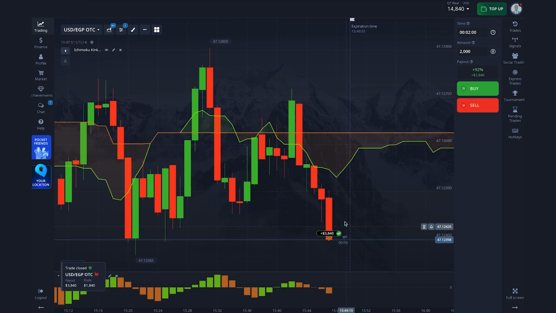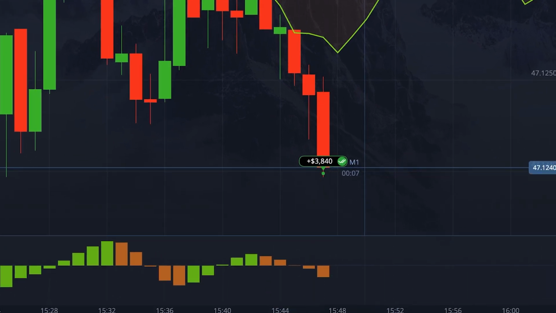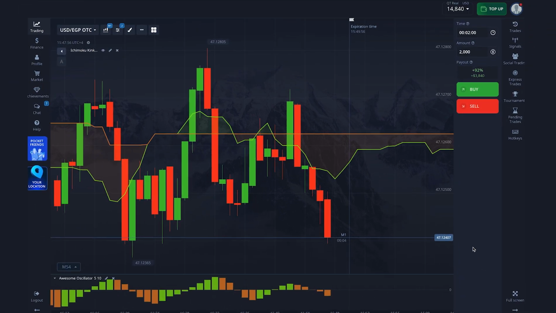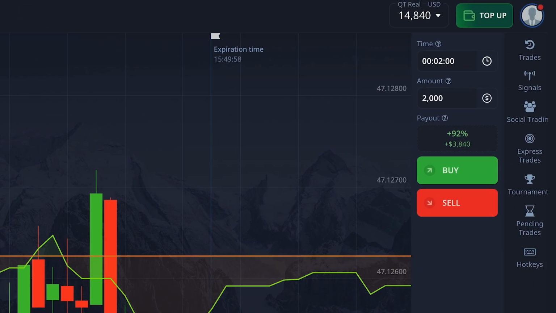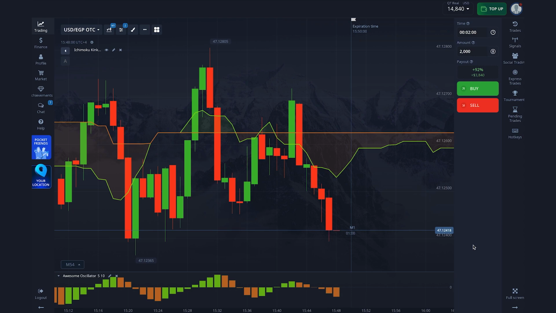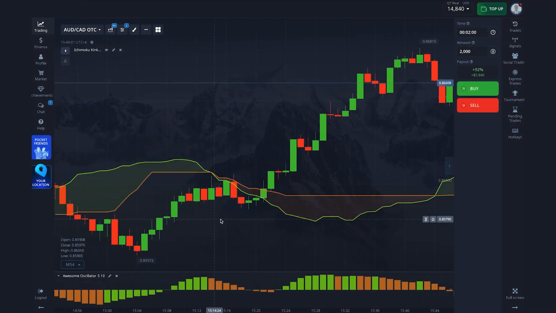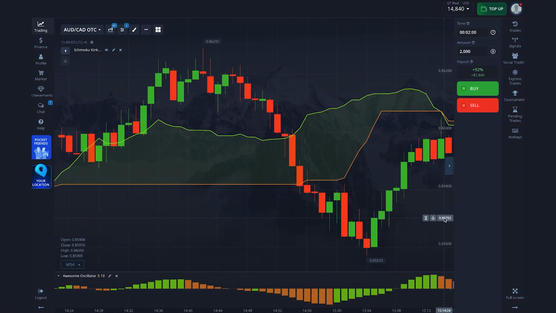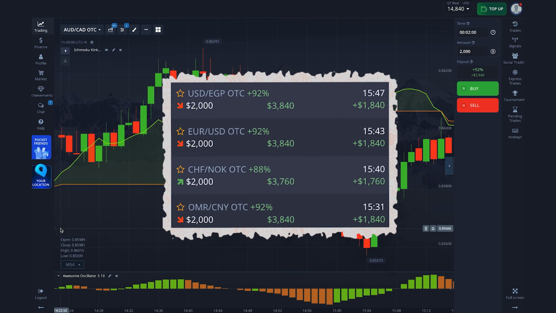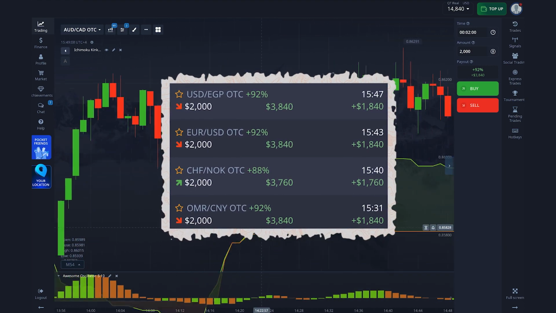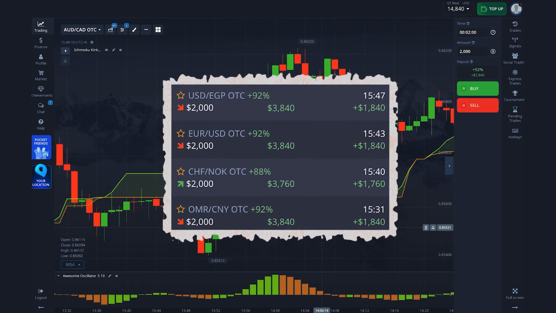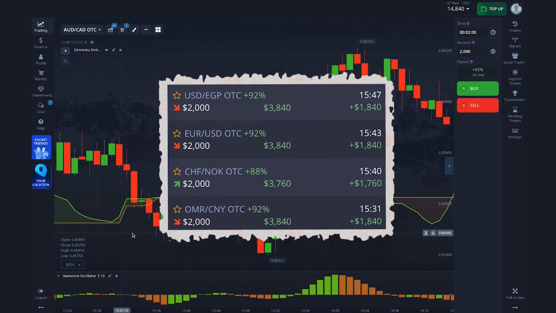The result is pleasing. I'm earning another $1,840. The balance is already $14,840. Let's sum up the results. The session was bright and productive. Increasing the balance from $7,500 to $14,840 is a decent result, confirming the effectiveness of the strategy.